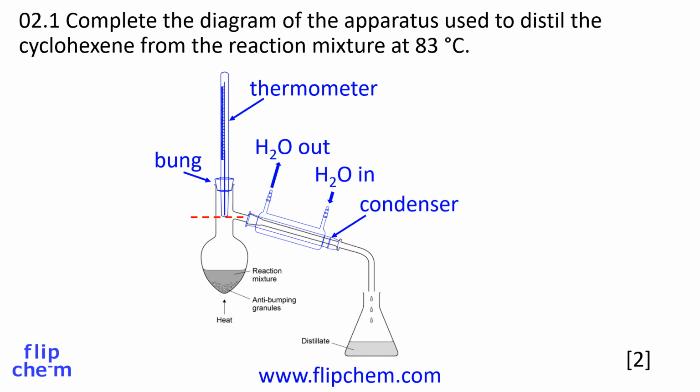The alcohol will have a higher boiling point than the alkene due to the presence of hydrogen bonding. The thermometer is used to ensure that the temperature never rises above 83 degrees Celsius in this case. The distillate collected at this temperature will mostly be the alkene product.